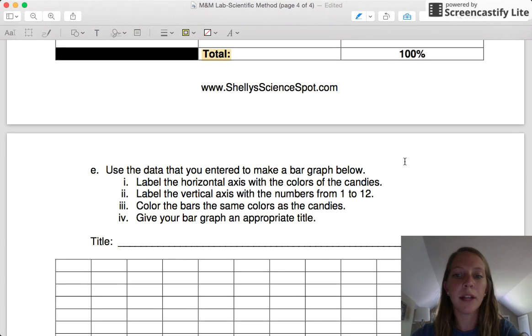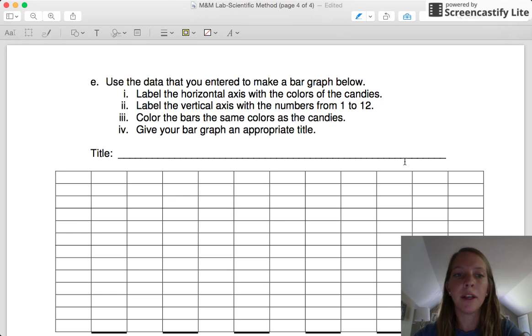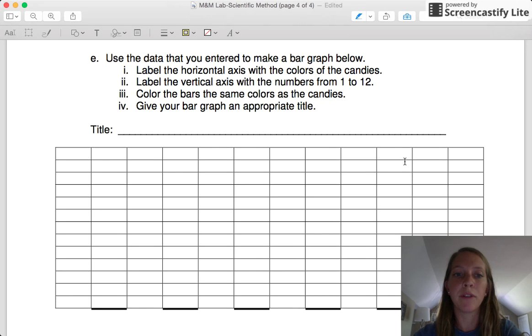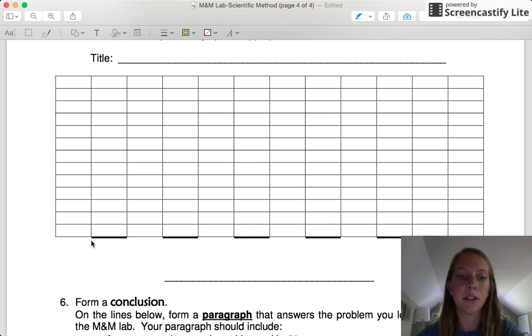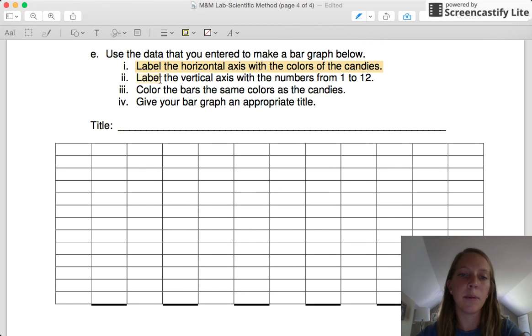Okay. The last thing you're going to do for the data is you're going to use it to make this bar graph right here. So the first thing you're going to do with this bar graph is you're going to label the horizontal axis with the colors of the candies. The horizontal axis is the one down at the bottom. So you'll write blue, yellow, red, all your colors right here. Okay? Then you're going to label the vertical axis with the numbers from 1 to 12. So that's right here. So you'll write 1, 2, 3, all the way up to 12.